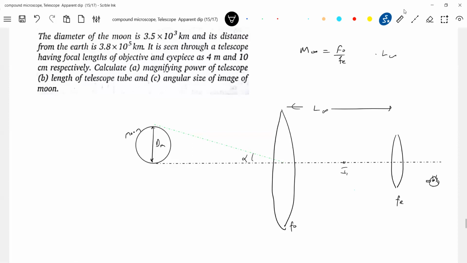Then what is the length of the tube? F0 plus Fe. What is the basic definition? M infinity is beta by alpha, no? Can we calculate alpha? We know the diameter and we know this distance. This will be very tricky questions, because you must have some small basic idea. So this small d I'll write, because capital D we use for least distance. So what is the diameter of the moon given?